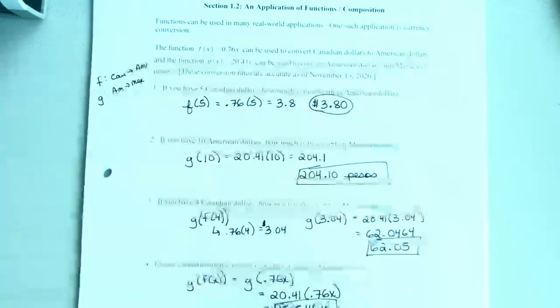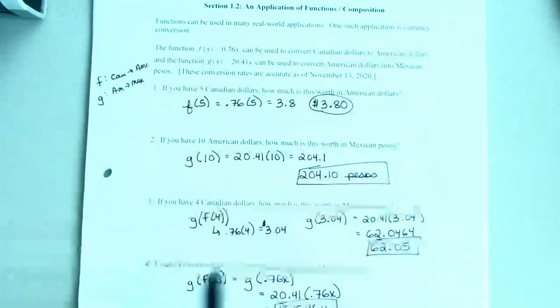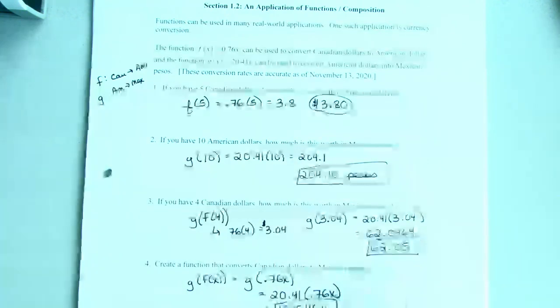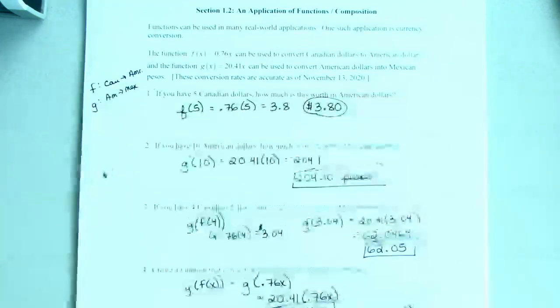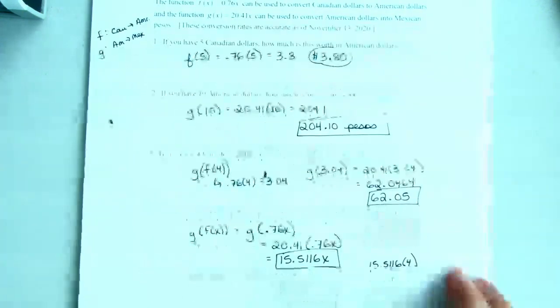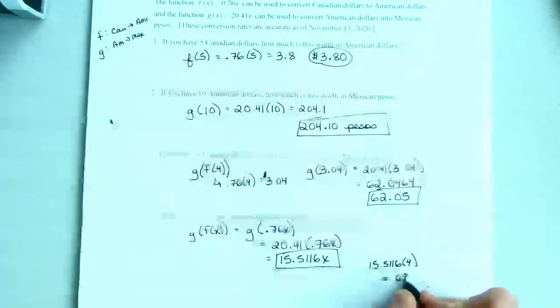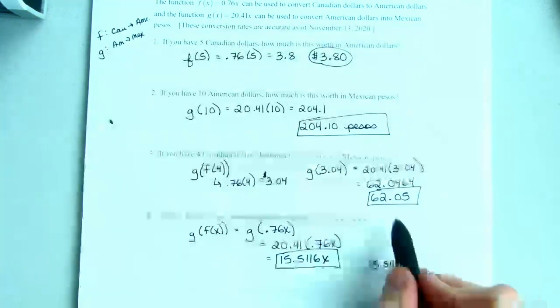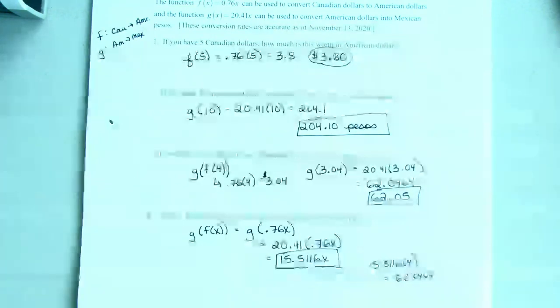I know we'd round our final answer if it was an actual number, but here, because it's just a formula, the more decimals will make it a little bit more accurate, and then we can just round whatever number we plug in. So I guess at this point I could have redone problem number 3 by plugging 4 in here. I should get 62.05. Let me try that. 15.5116 times 4. Sorry, you can't see that. You're going to get 62.0464, which rounds to exactly what we had in number 3. Just another way of doing that.